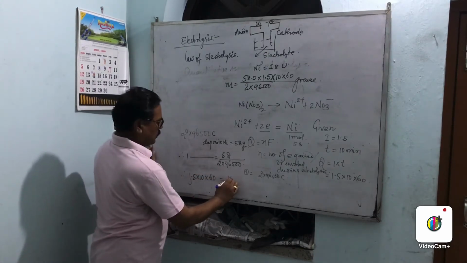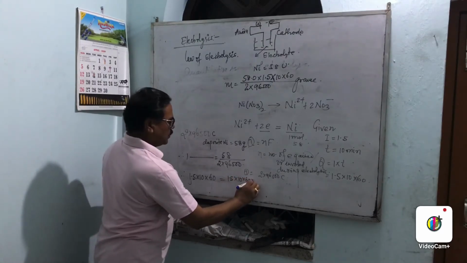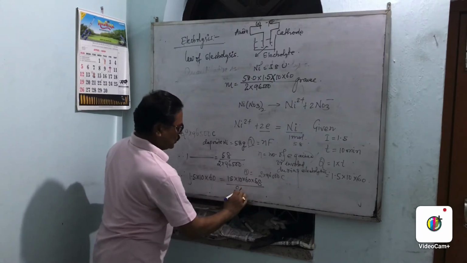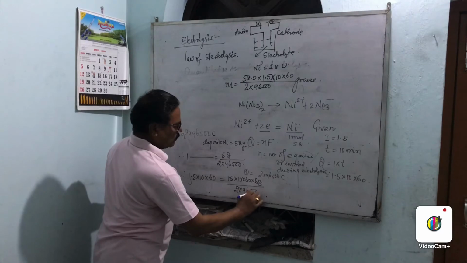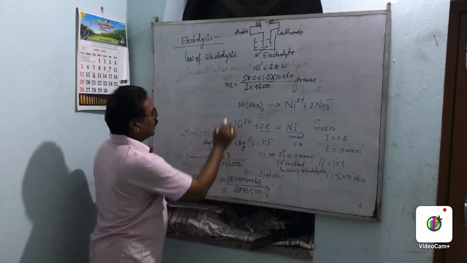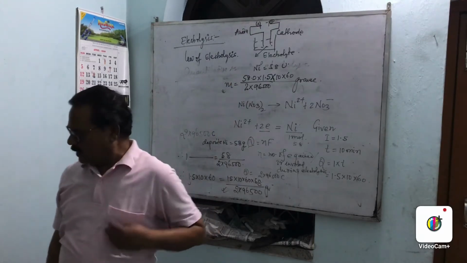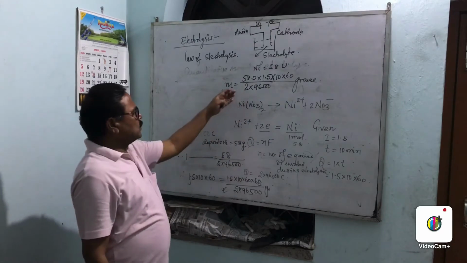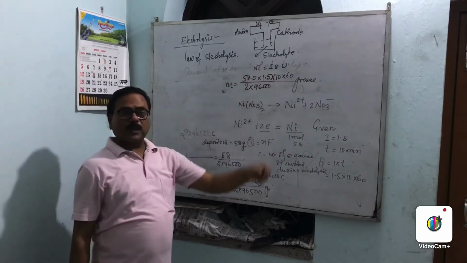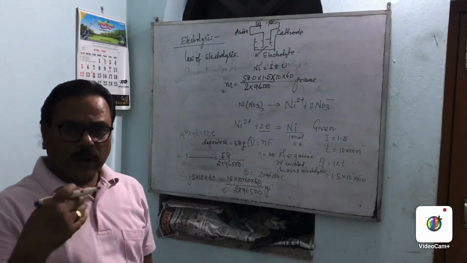1.5 × 10 × 60 × 58 divided by 2 into 96,500 gram. So you will see the value calculated on the basis of this will remain the same, either by using this way or by directly putting the formula, if we are able to find out all the values.